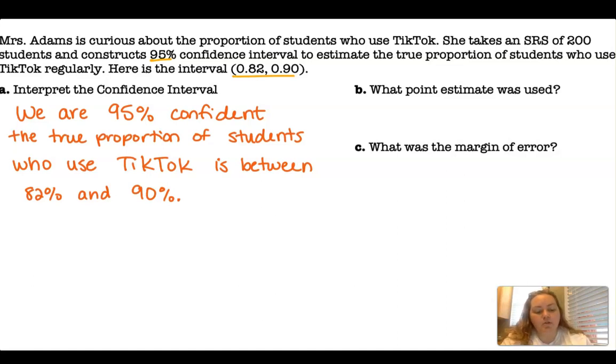What point estimate was used? I'm going to take my lowest value in the interval plus my highest value in my interval and divide by 2 to find the value that would be right in the middle, which gives me 0.86.